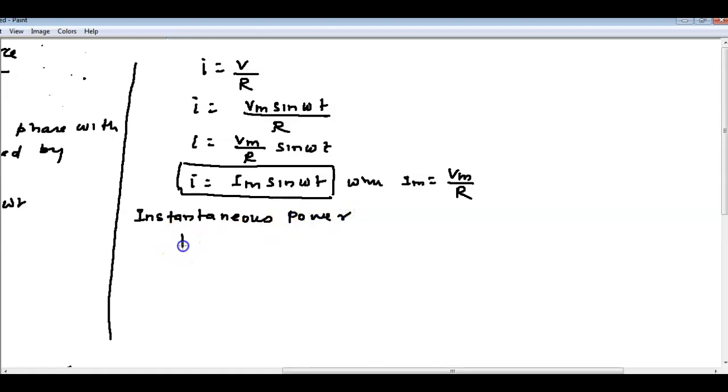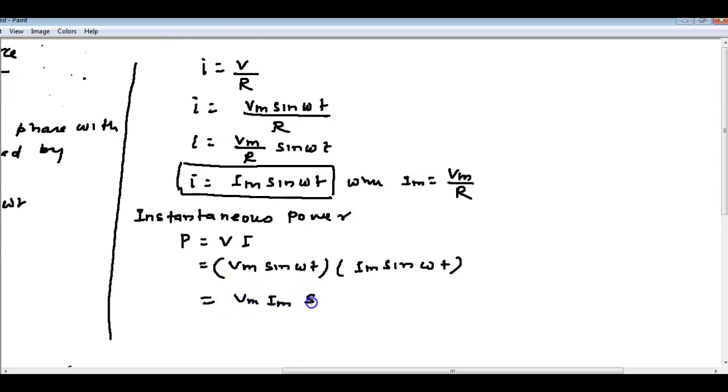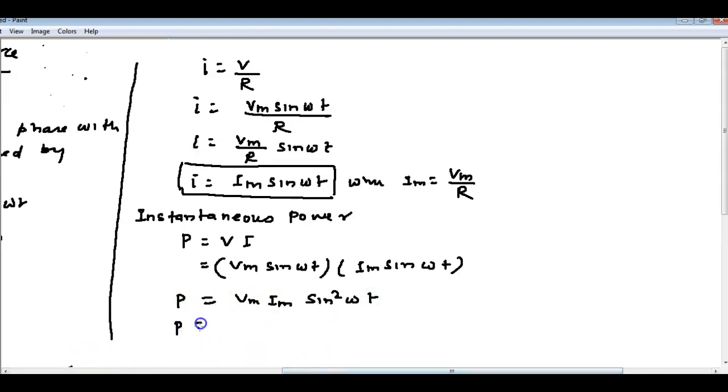So what is the power formula? P is equal to VI, right? So V is equal to Vm sine of omega t, and I is equal to Im sine of omega t. So this one I can write together, Vm Im sine square of omega t. So the power P is equal to Vm Im, as it is, and sine square.